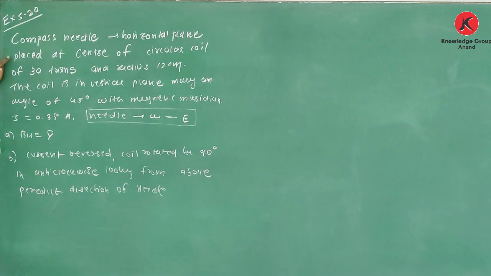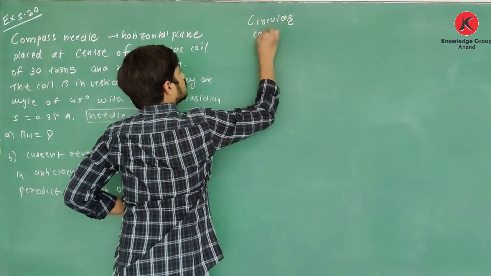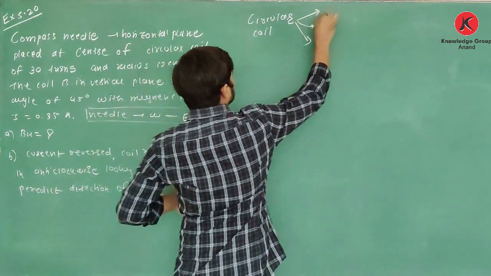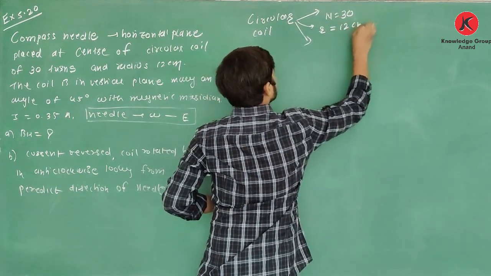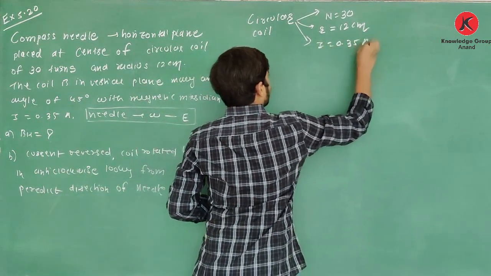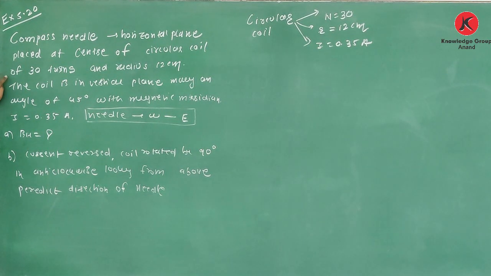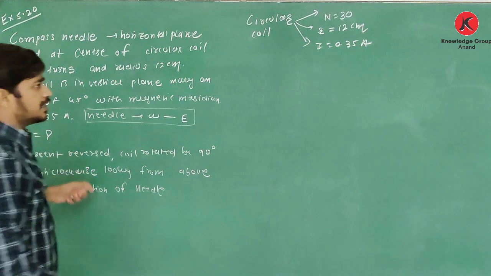Compass needle is placed in horizontal plane at the center of a circular coil. So first of all, for the circular coil, three data are given. First, number of turns N is equal to 30. Radius r is equal to 12 centimeter. And current I is equal to 0.35 ampere. Now see what is given. Placed at center of circular coil of 30 turns and radius 12 cm. The coil is in vertical plane, making an angle of 45 with the magnetic meridian.